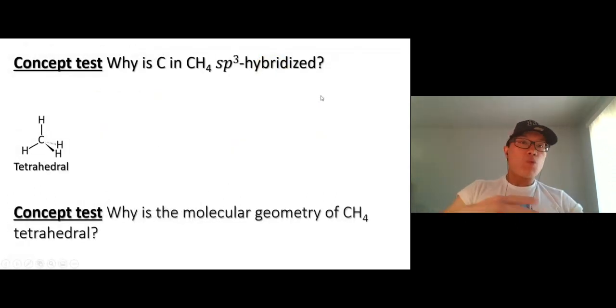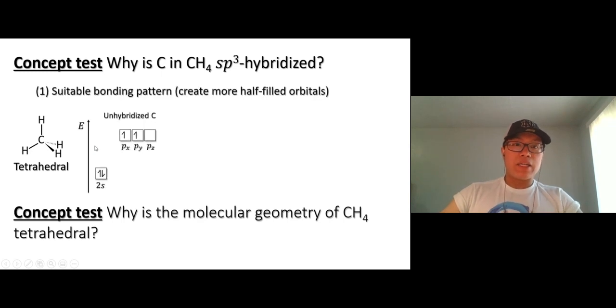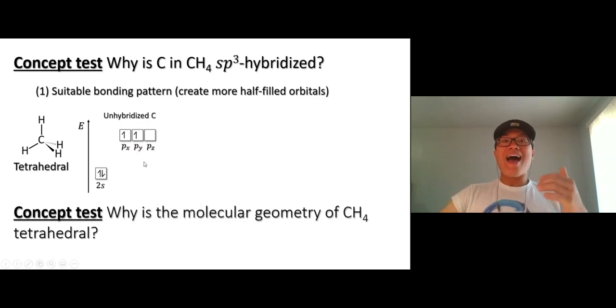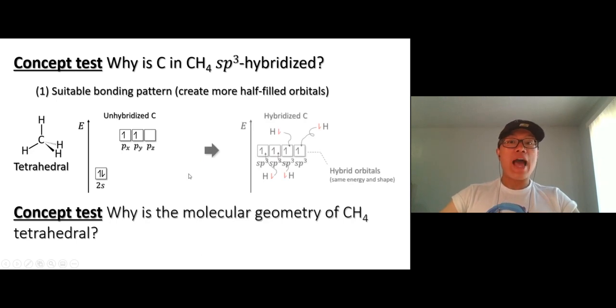Okay. All right. There is quite a lot going on in here. Let's review what we just learned. First of all, why is carbon in methane, this guy right here, sp3 hybridized? Well, without hybridization, the unhybridized carbon is not suitable to form bonds. Carbon wants to form 4 bonds, but it has only 2 half-filled orbitals. It needs 4 half-filled orbitals. After hybridization, carbon actually has 4 half-filled orbitals.